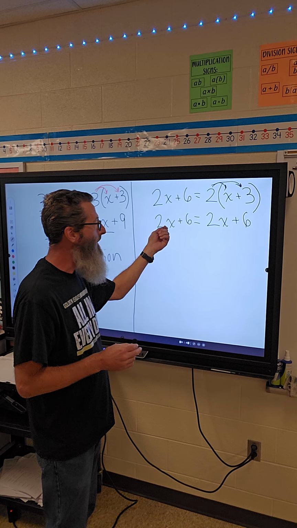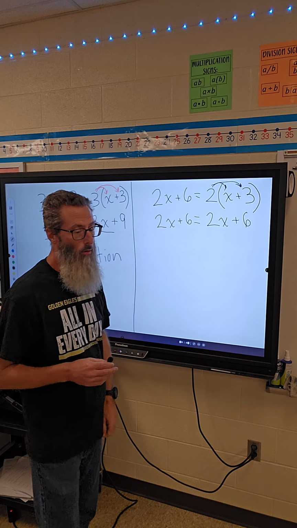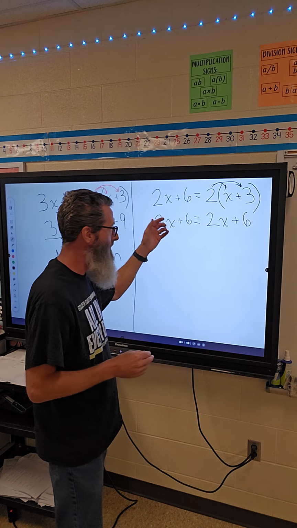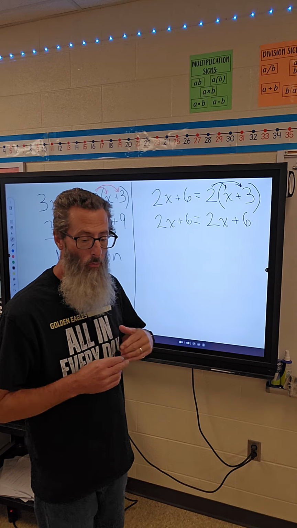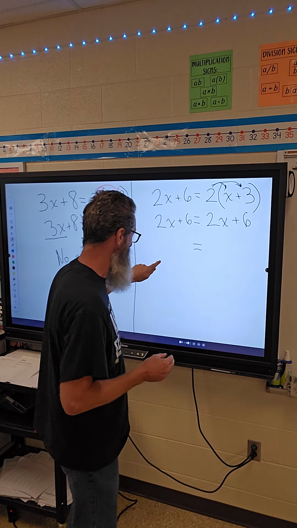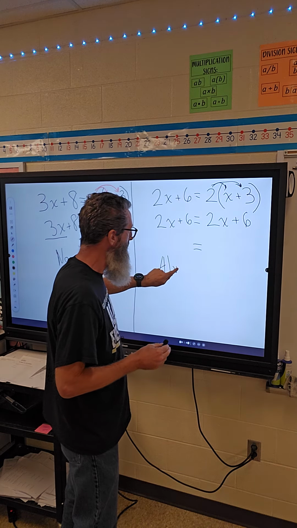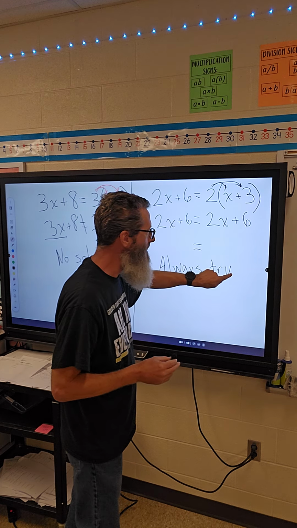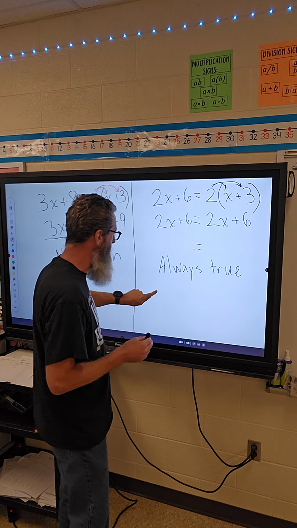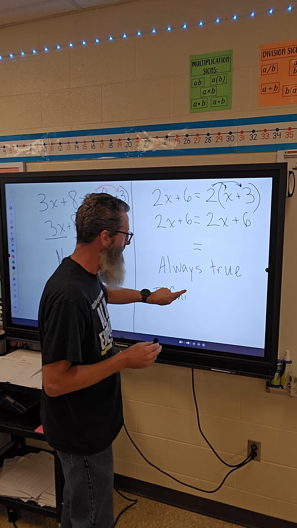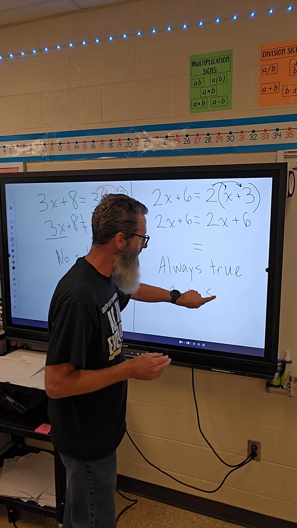That means that any value that I want to substitute in for x, whether it's 1 or 100 or a billion, no matter what I choose, the equation is always going to be true. And if it's always true for any value, we call that infinite solutions.